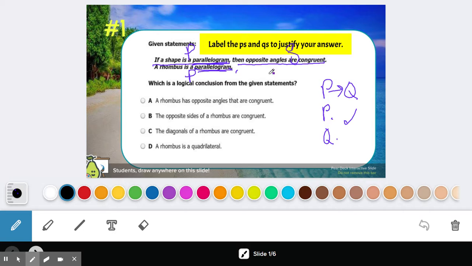Opposite angles are congruent. Probably opposite angles of a rhombus are congruent. Rhombus has opposite angles that are congruent. That fits my prediction. Opposite sides of a rhombus are congruent. What I'm looking for is opposite angles, not opposite sides. Diagonals of a rhombus are congruent. That's just crazy talk. I don't know anything about diagonals yet. And then a rhombus is a quadrilateral, but that's introducing new language. So I can't do diagonals and I can't do quadrilateral. So it's got to be A.